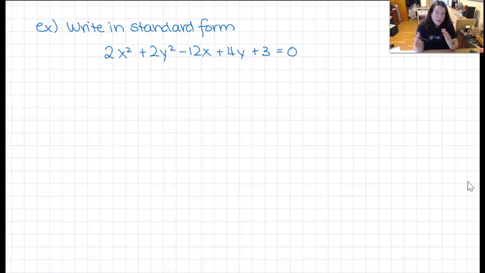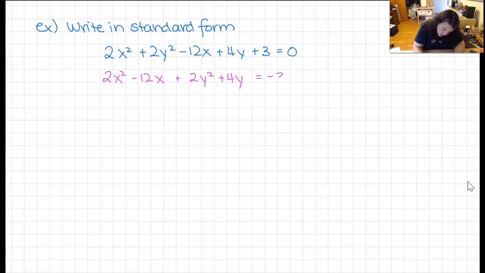Okay, so again, I'm going to collect all the x's and the y's together and then put everything else without an x and y on the other side. So we got 2x squared minus 12x plus 2y squared plus 4y. We're going to put that 3 on the other side. So there's my first step.